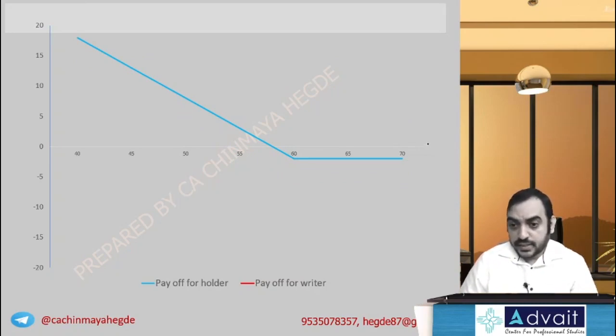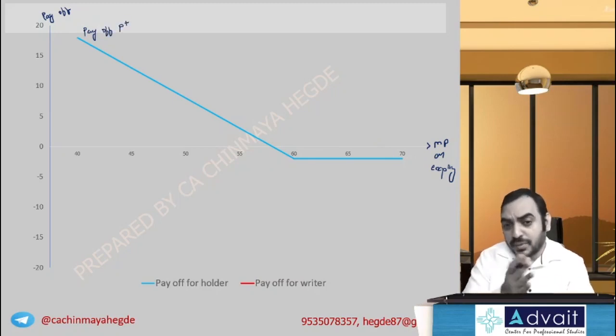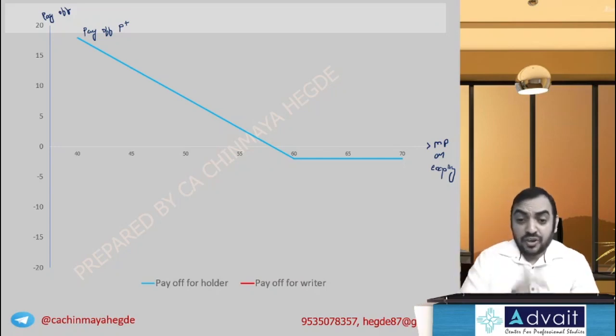Write the x and y axes separately. This is the market price on expiry. This is the payoff. And this blue one is the payoff for the holders, the payoff for P plus, the put option holder. And you can see as the market price increases, the profit comes down.